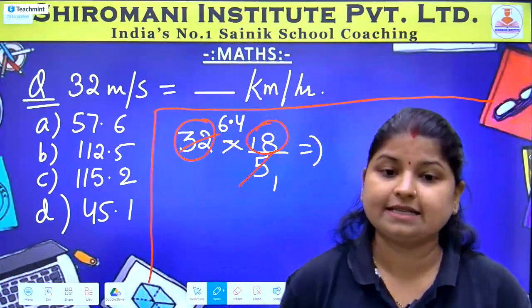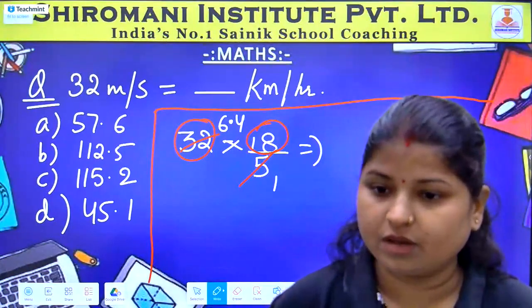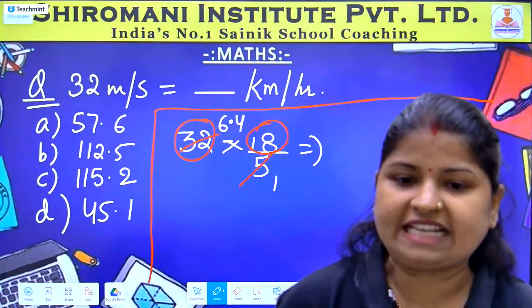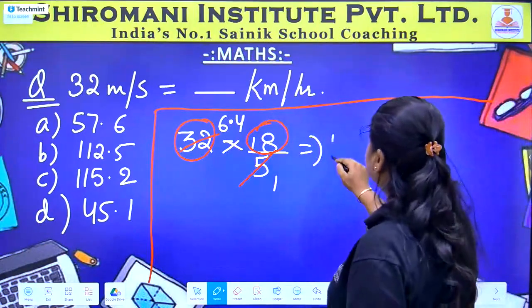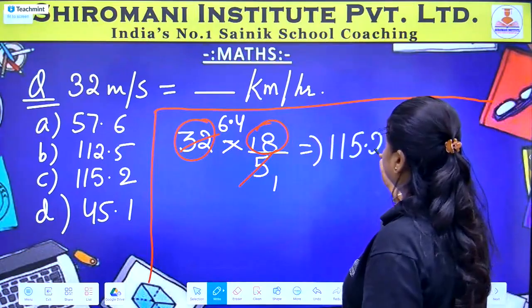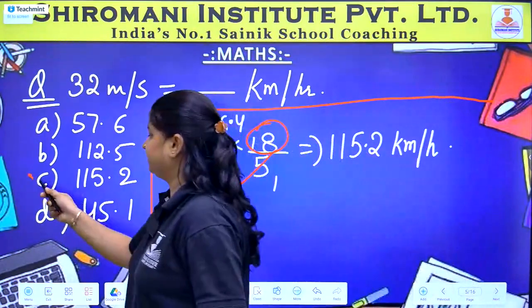This would be 6.4, right? And now multiply 6.4 into 18. You will get 115.2 kilometers per hour. Option C.